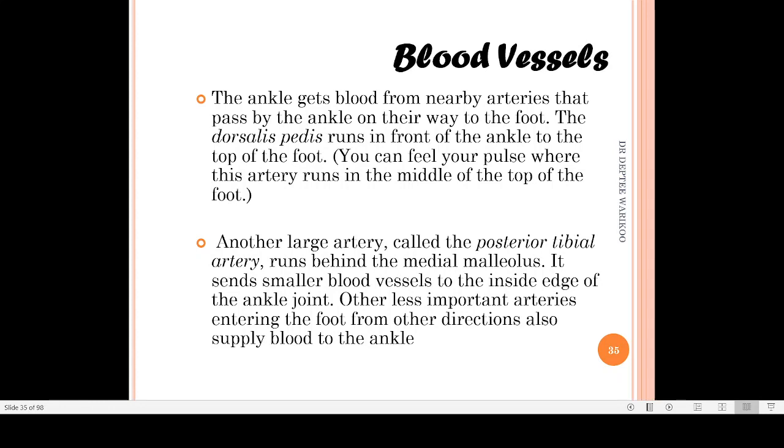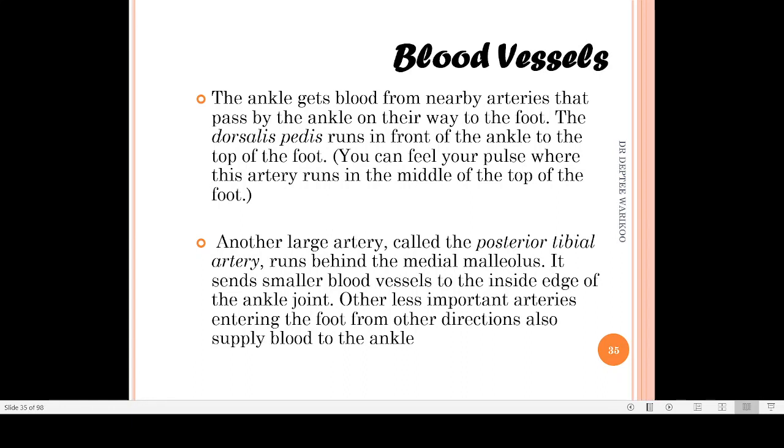Then the blood vessels. The ankle gets blood from nearby arteries that pass by the ankle on their way to the foot. The dorsalis pedis runs in front of the ankle to the top of the foot. You can also feel it. You palpate it for the pulse. Then another large artery is called the posterior tibial artery, which runs behind the medial malleolus. It sends smaller blood vessels to the inside edge of the ankle joint.